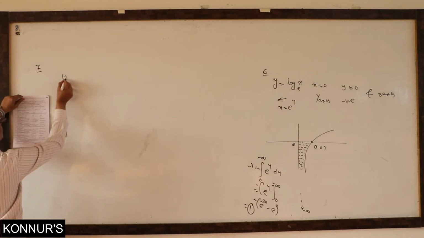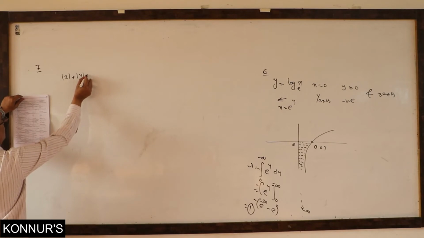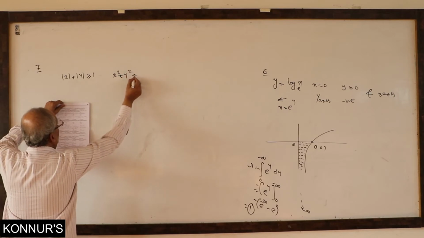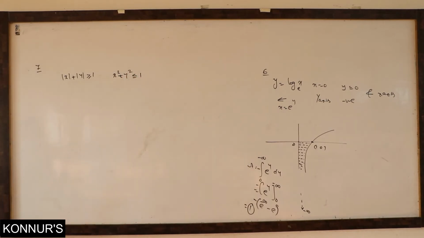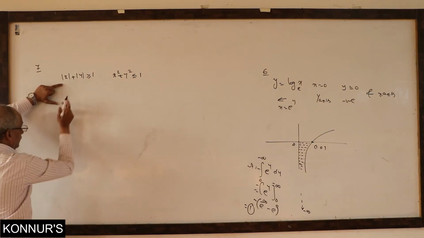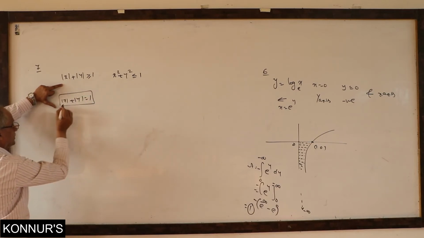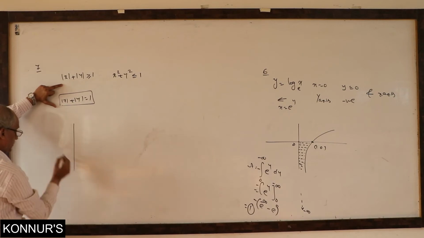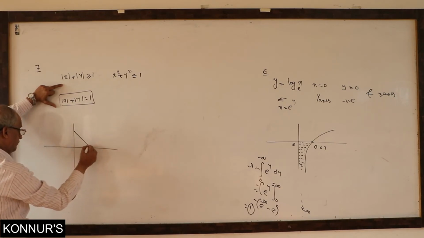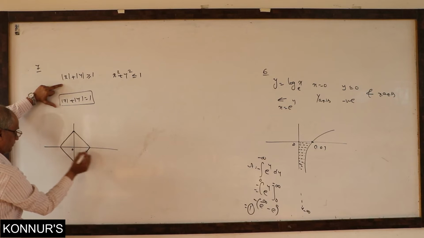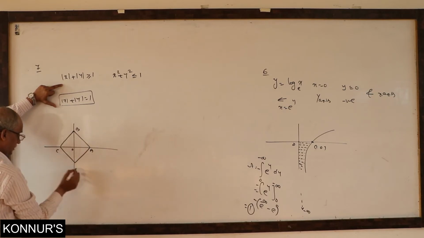They are inequations. Mod x plus mod y greater than or equal to 1, and x square plus y square less than or equal to 1. Inequalities. We already know linear inequalities and how to find inequality regions. Here, if you consider mod x plus mod y equal to 1, what does this equation represent, as in the synopsis I gave? A rhombus. A, B, C, D, rhombus.